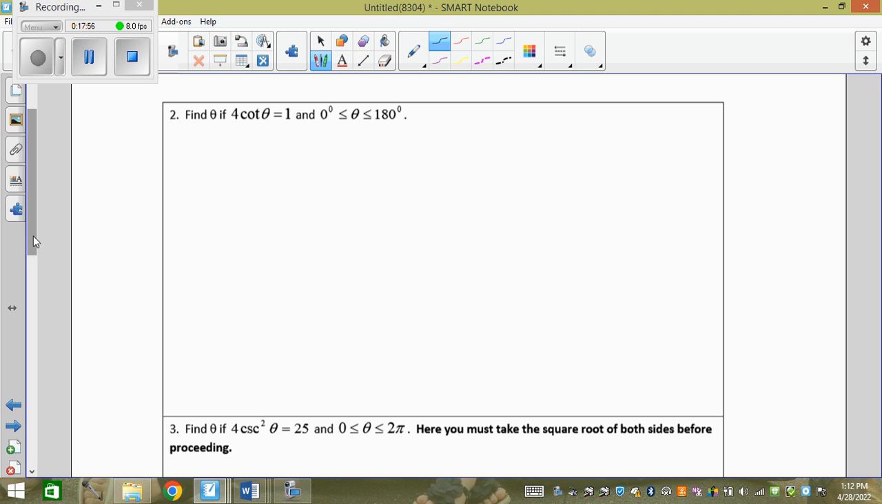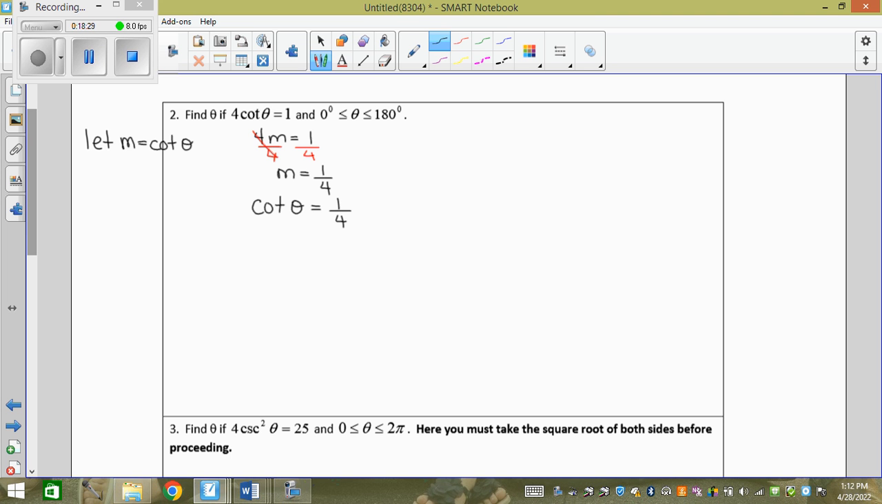Once again, I go let m equal cotan theta. So I'm going to get 4m equals 1. Divide by 4. M equals a quarter. M just happens to be cotan. Is a quarter on our unit circle for cotan?